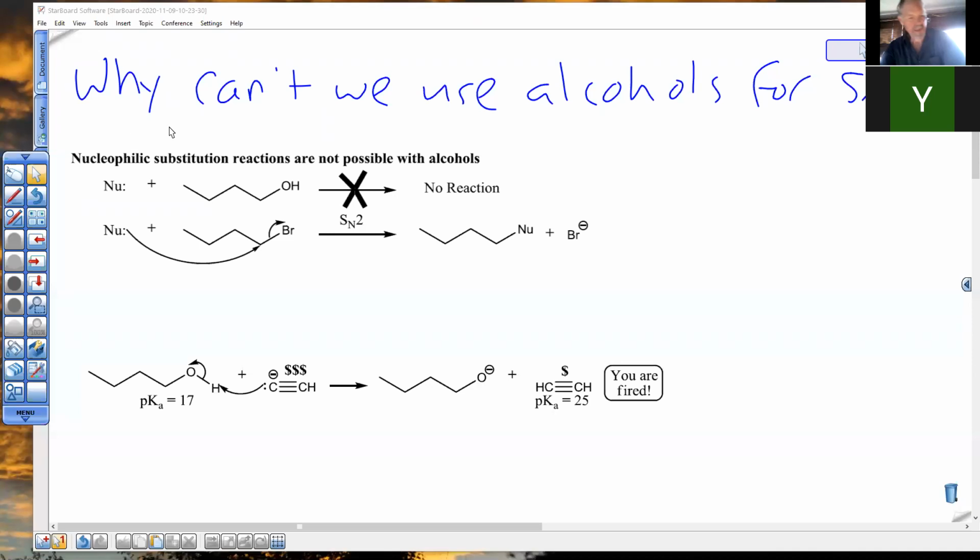Carrying on with our discussion of Chapter 7. We learned a new reaction that was very useful. We could do a backside attack on a carbon with a leaving group and do this SN2 type reaction to create a new bond here.